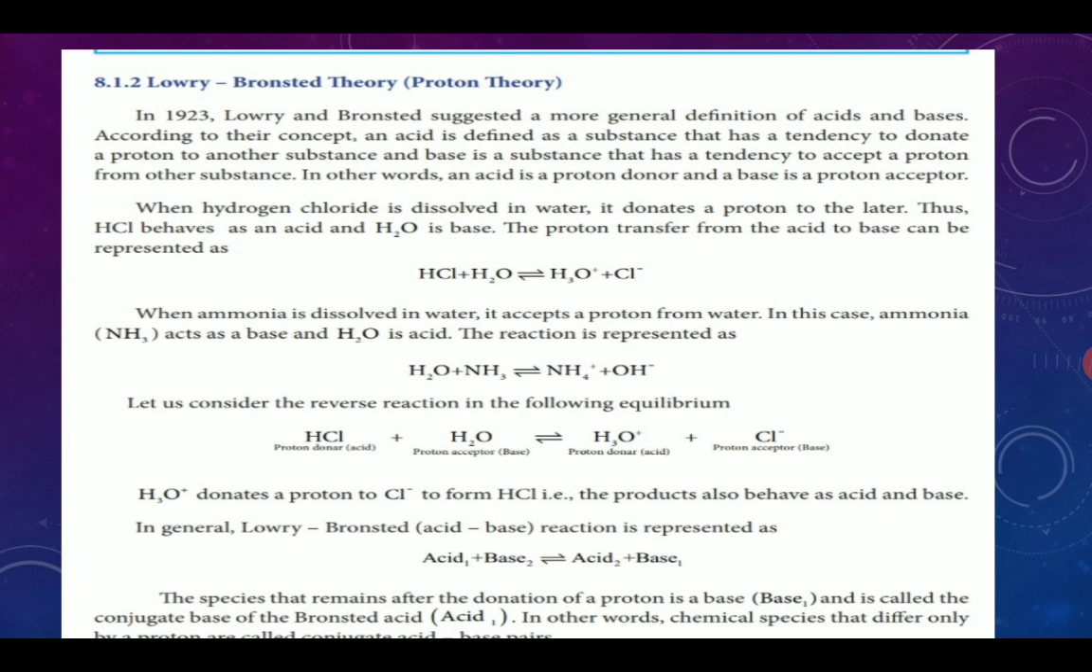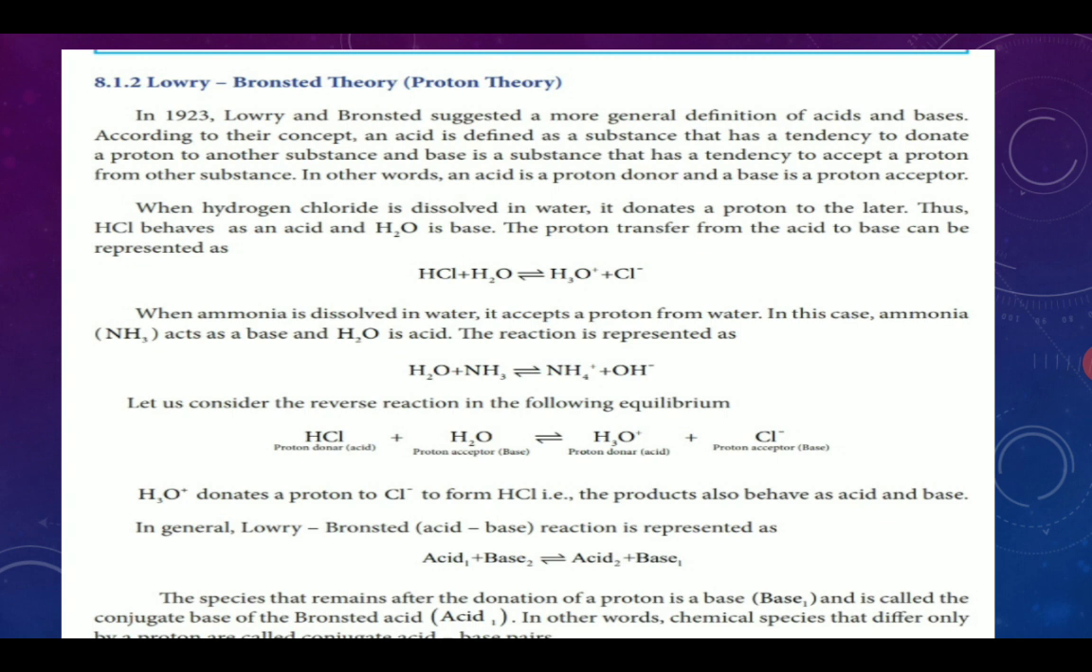So let us consider the reverse reaction of the following equilibrium. For example, HCl plus water gives hydronium ion plus Cl minus ion. In this case, HCl is an acid because it donates a proton, so it is a proton donor. H2O accepts a proton, that is, it accepts only H plus, therefore it becomes H3O plus. Therefore H2O is a proton acceptor, which acts as a base.